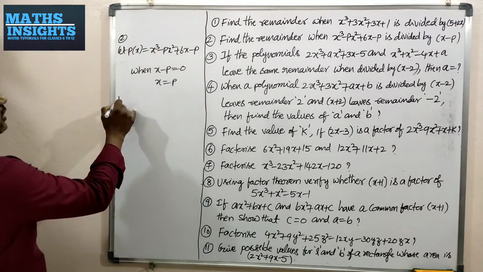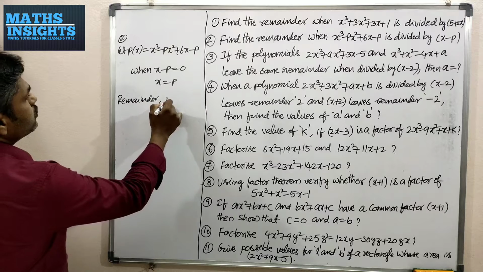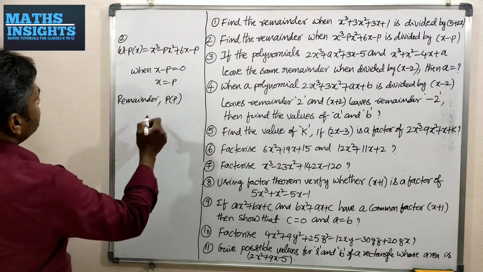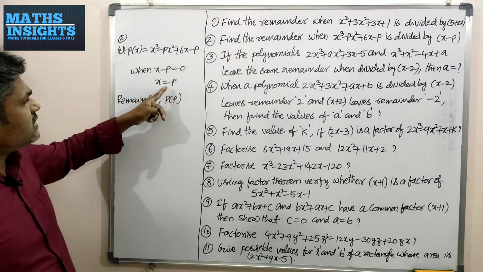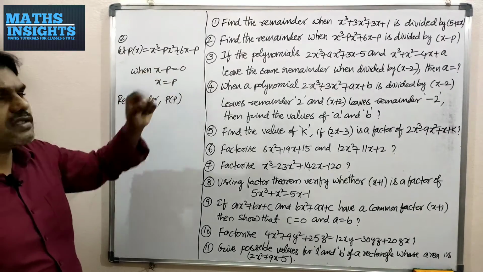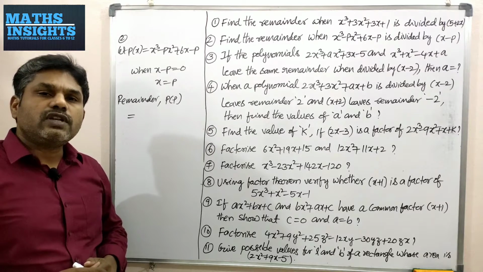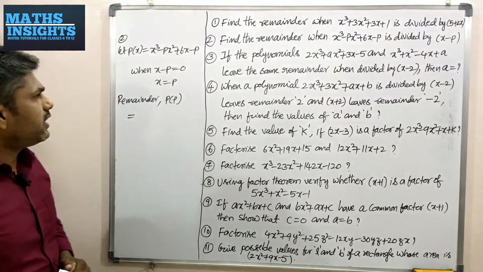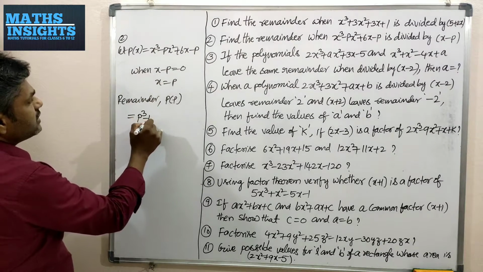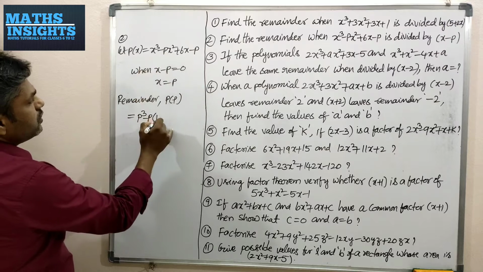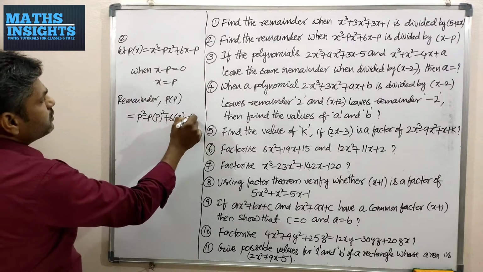So therefore the remainder is equal to p of p. In LHS I have substituted x equals p, and also in RHS you have to substitute x equals p. Whatever value you get will become the remainder. That is x cube means p cube, minus p into x square, which is p whole square, plus 6 into p minus p.